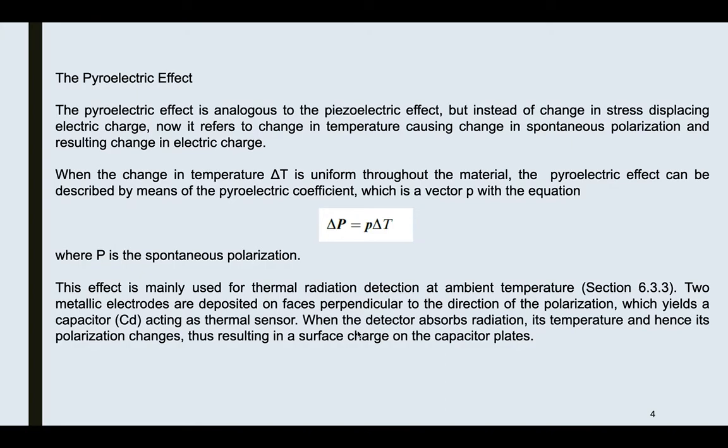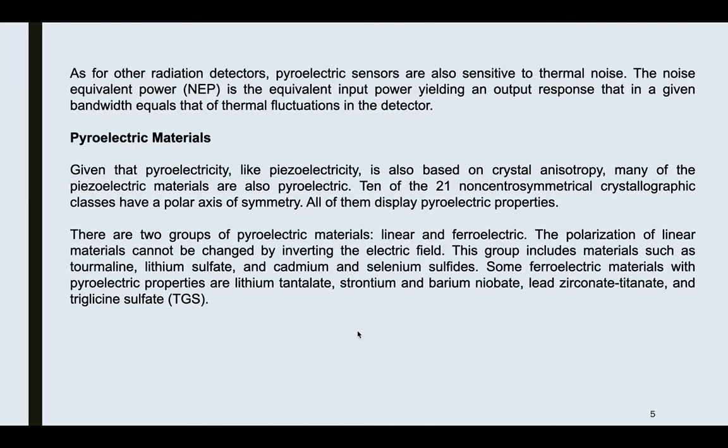This effect is mainly used for thermal radiation detection at ambient temperature. Two metallic electrodes are deposited on faces perpendicular to the direction of the polarization, which yields a capacitor, acting as a thermal sensor. When the detector absorbs radiation, its temperature and hence its polarization changes, thus resulting in a surface charge on the capacitor plates.